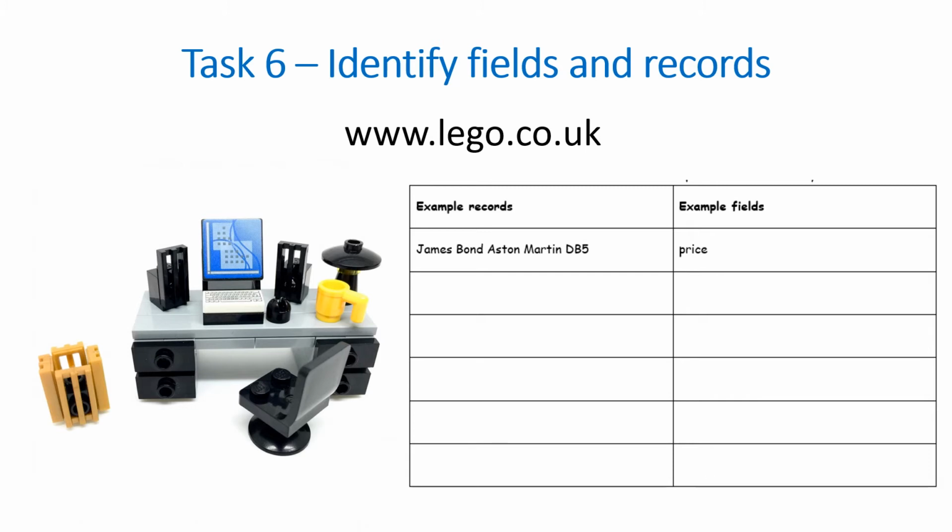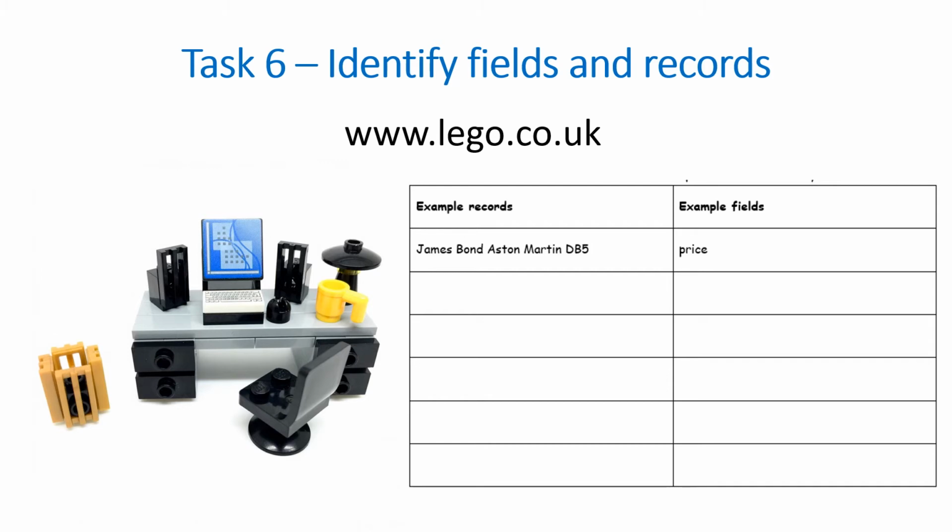The records are going to be the products because they hold all of the information about one specific object. Have a look then for the example fields within those records. There's obviously going to be a lot of information about one record. I want you to just pick out one field. As you can see here, I've done one example for you. I found the James Bond Aston Martin DB5 available on the Lego website, and one example of a field or one type of information that they would store about that certain object is the price. You can also have product description or availability, for example.